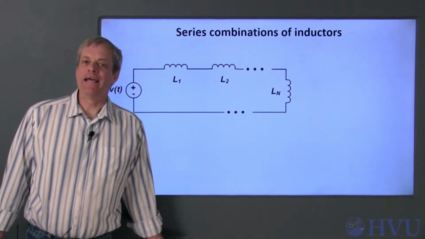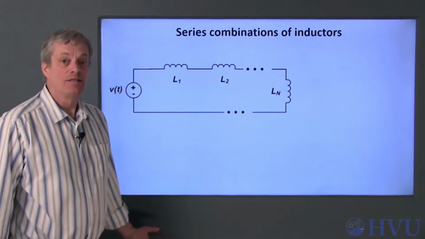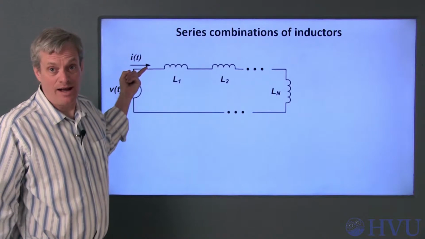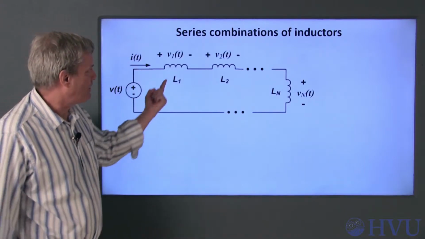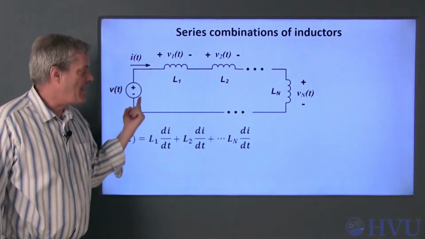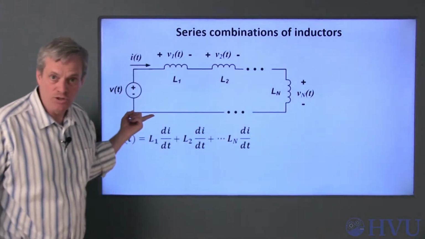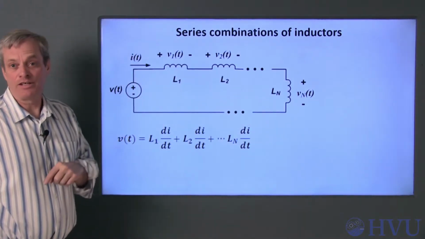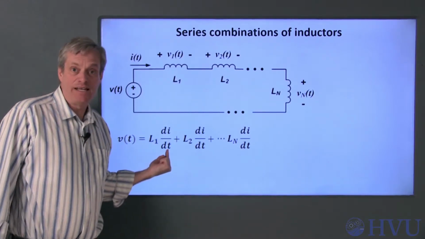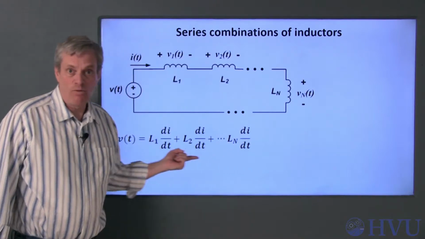Now let's look at combining inductors in series. Since the circuit elements are in series, they all share the same current, i(t). The voltages across the individual inductors are shown here. Now if I do KVL around this loop and use the relation that the inductor voltages are equal to the inductance L times di/dt, I get this equation.